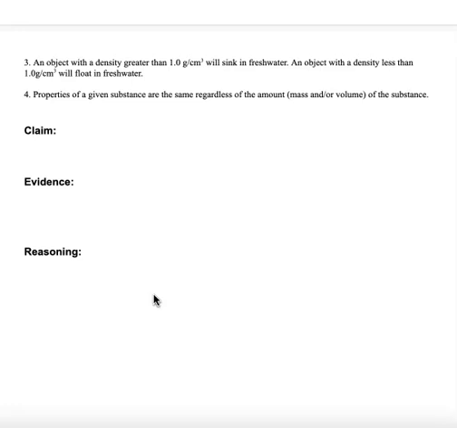Then close your reasoning with a concluding statement. A lot of times I like to say, therefore, and then kind of restate the claim, like therefore these objects will float. Therefore, these objects will sink in this case. So you want to put it all together, so that when I read it, it flows and makes sense. And reread this multiple times to make sure the wording is good and everything flows.